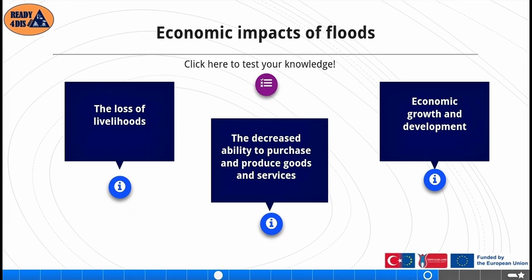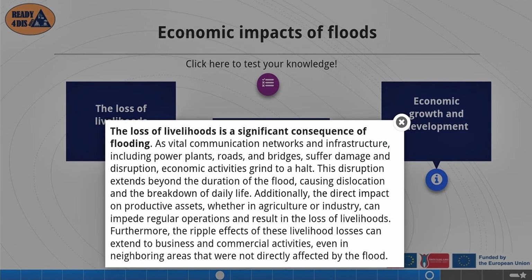Economic impacts of floods. The loss of livelihoods. Floods can damage vital infrastructure like power plants, roads, and bridges, causing serious disruptions in economic activities. This can lead to dislocation, loss of jobs in sectors like agriculture and industry, and affect surrounding areas as well.